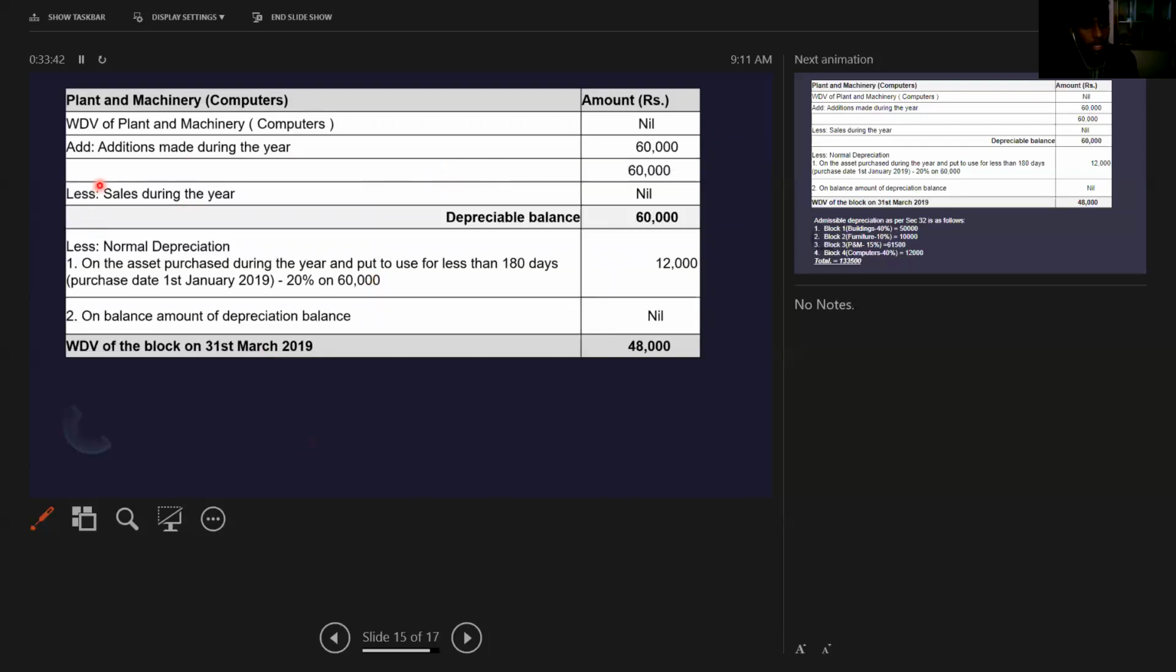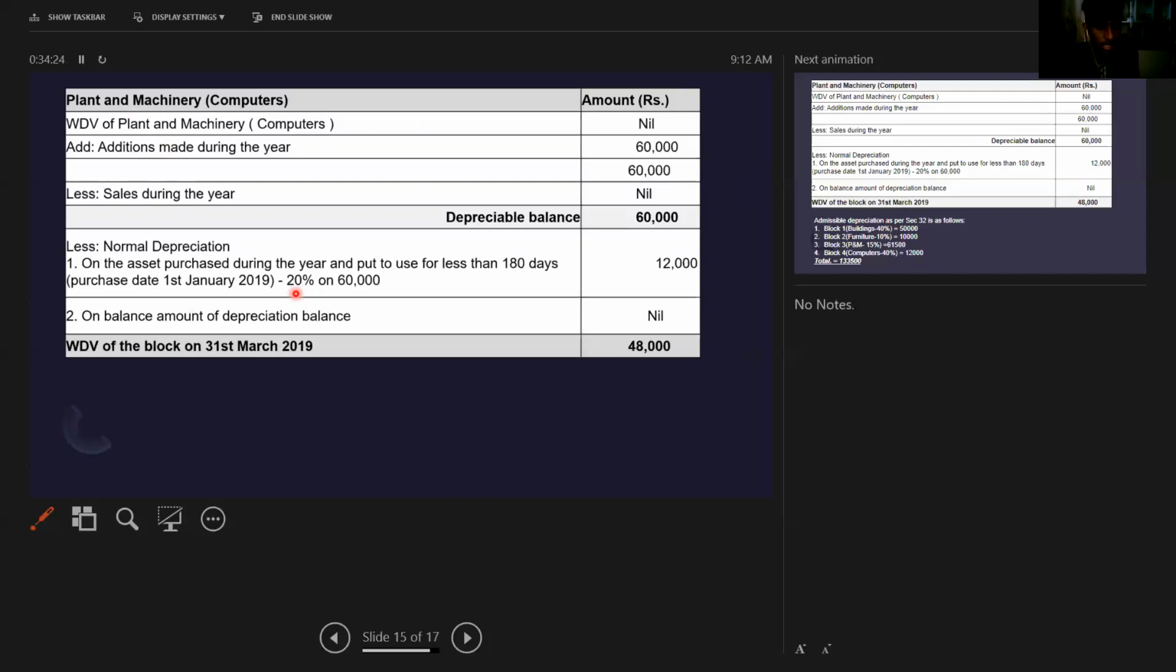Then we have to add additions, that is purchases made during the year, that is given in the question. The amount is 60,000, and then less sales during the year. Sales is not given, so that will be nil. So the depreciable balance is 60,000. Now let's go on to calculating normal depreciation. If you can see, they purchased the computer on 1st January 2019. So, any asset which is put to use for less than 180 days, we have to charge depreciation at half of the rate.